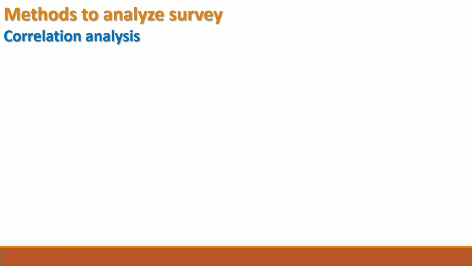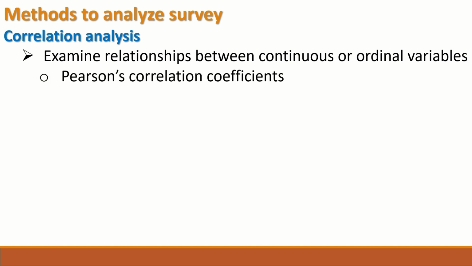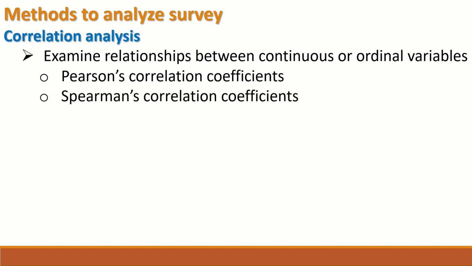Now, another test that can be used is the correlation analysis, which will examine the relationship between continuous or ordinal variables. An example for that is the Pearson correlation coefficient. When the two variables are continuous, then Pearson correlation coefficient is the one to go for. When the data are not normally distributed, or the data are ordinal, then the Spearman's correlation coefficient can be performed.